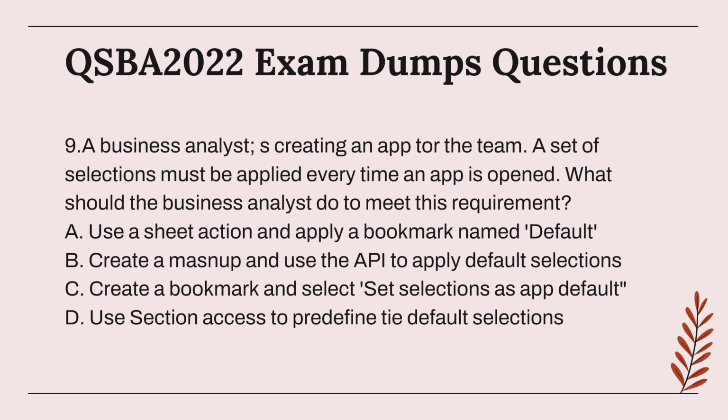9. A business analyst is creating an app for the team. A set of selections must be applied every time an app is opened. What should the business analyst do to meet this requirement? A. Use a sheet action and apply a bookmark named default. B. Create a mashup and use the API to apply default selections. C. Create a bookmark and select set selections as app default. D. Use section access to predefine the default selections.